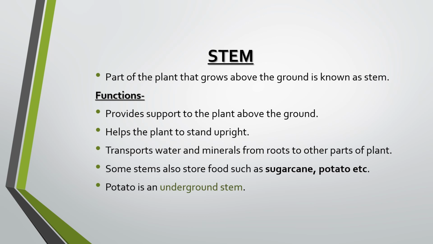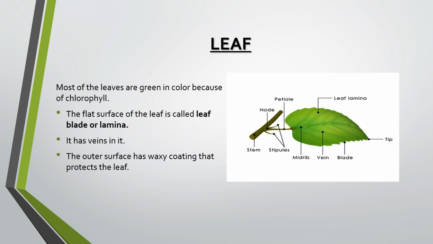Some stems also store food, like in case of sugarcane, potato, etc. And these are also called modified stems because they have an additional function to perform. Potato is an underground stem. Leaf.